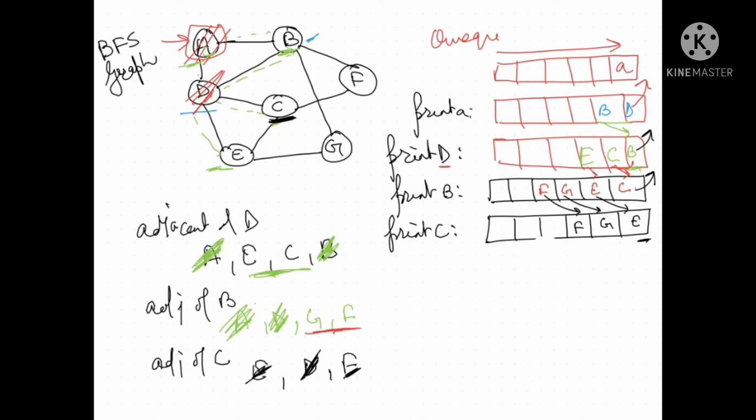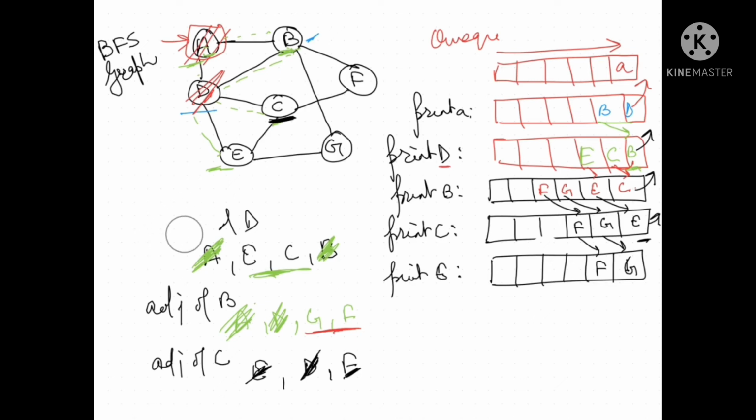Okay. Now we have to extract E from here. Correct? So I am going to write 1, 2, 3, 4, 5. I will shift G here. G, F will be here. And here I am extracting E. Print E.